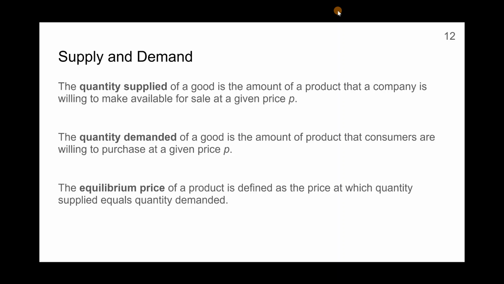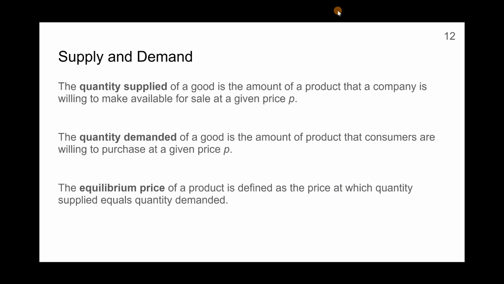And the idea is this: if you have something that you want to sell, let's say we're selling widgets, and the price we can sell it for is $10, and let's say that the price goes up to $15. The higher the price that a company can sell a widget for, the more they will be willing to make, because they're going to make more and more money. Whereas the amount that people are willing to buy will go down because they don't want to spend that much.